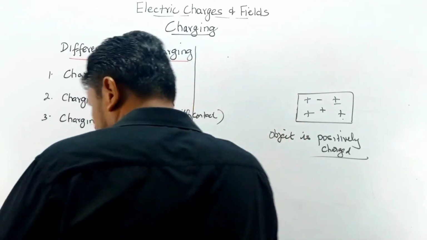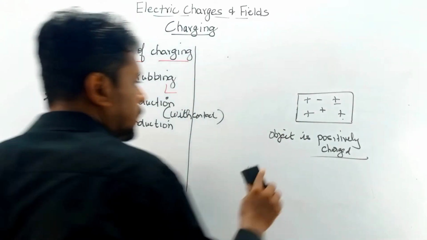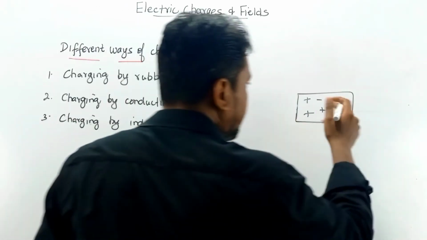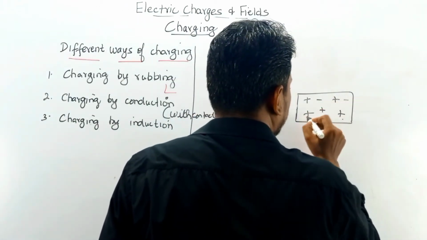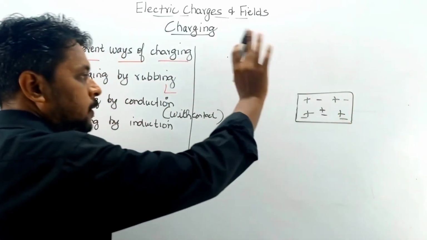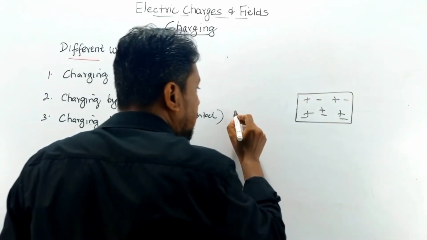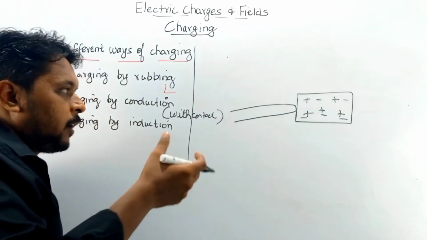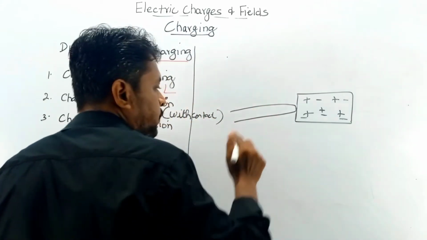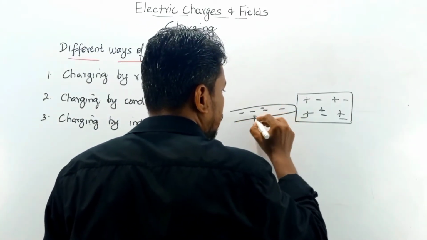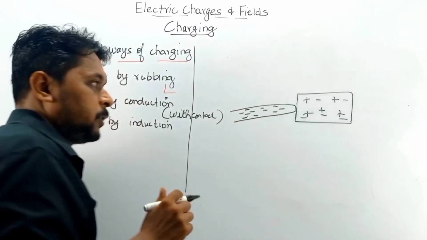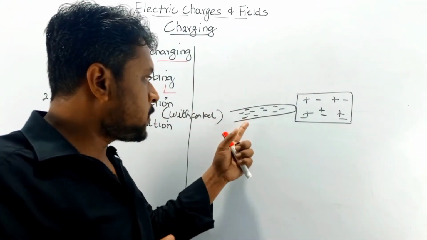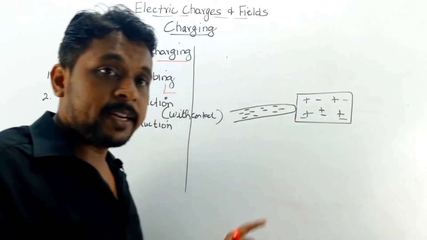This is one method of charging. So it is positively charged. Similarly, let us make it neutral again. Now I'm going to bring an ebonite rod. Ebonite is like a rubber rod. This is negatively charged when it is rubbed with fur. So when this negatively charged ebonite rod gets in contact with the conductor, what happens?